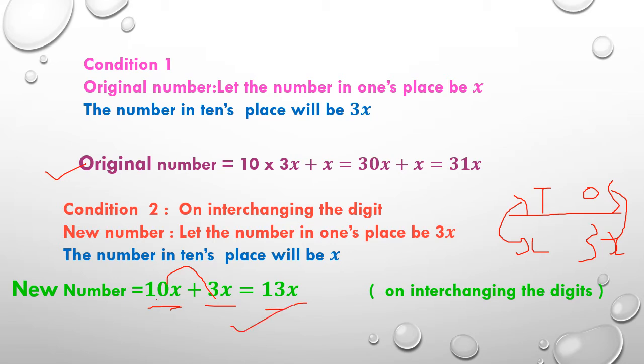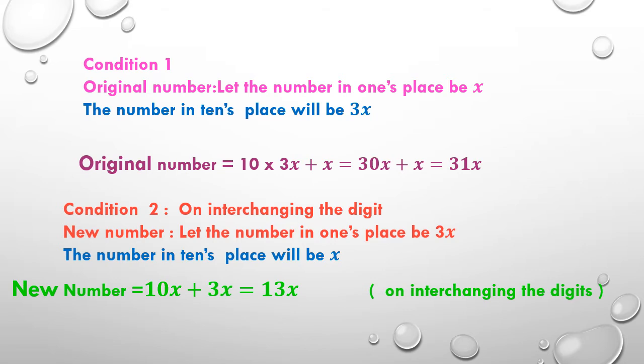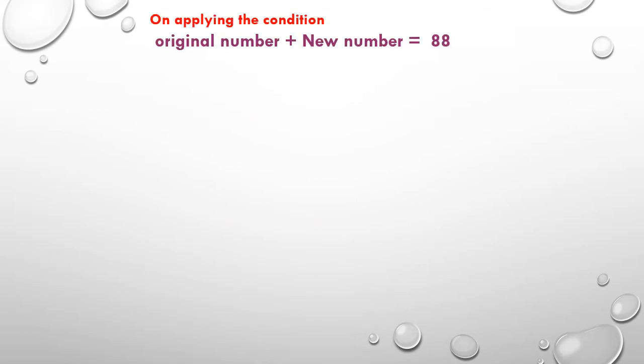Now we are going to apply the conditions. The third condition which we are going to apply, you will see in the next slide. Now on applying the condition, what is the condition? The original number plus new number is equal to 88. What is our original number? 31x. And what is the new number? It is 13x. So you are going to add both of them.